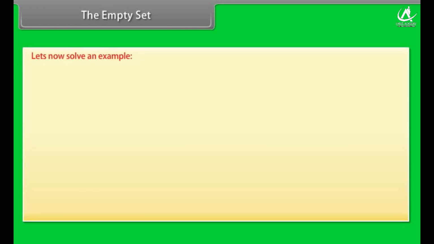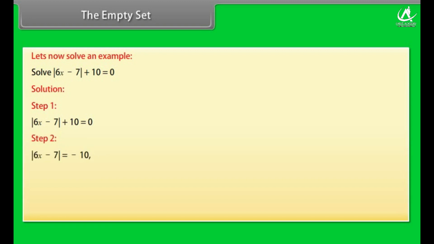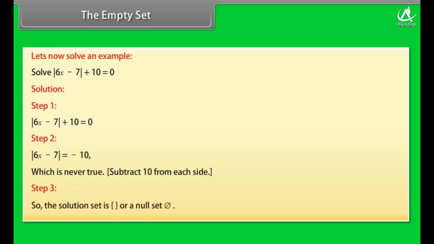Let's now solve an example. Solve modulus of 6x minus 7, plus 10, is equal to 0. Solution. Step 1. Modulus of 6x minus 7, plus 10, is equal to 0. Step 2. Modulus of 6x minus 7 is equal to minus 10, which is never true. Subtract 10 from each side. Step 3. So, the solution set is the empty set or a null set.